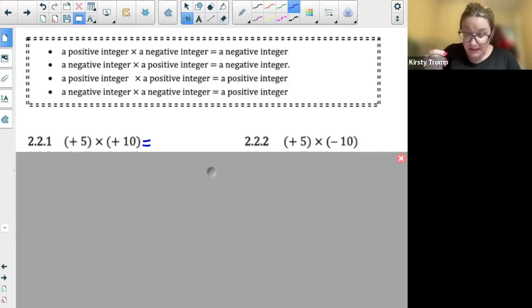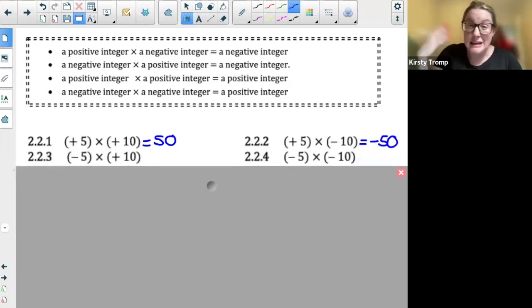Then I look at the numbers. 5 times 10 gives me 15. Let's look at number 2. We're looking at the signs first, so always doing it in steps, guys. A positive times a negative gives me a negative, and 5 times by 10 again gives me 50. All right.